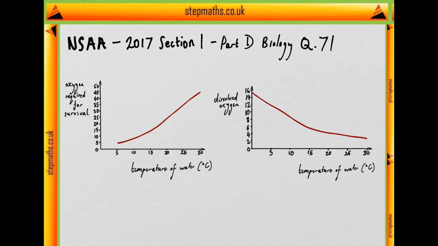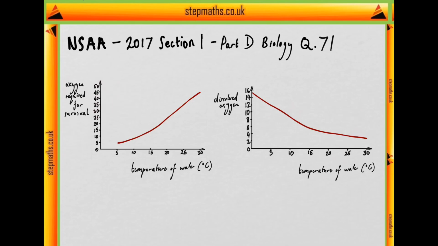Before we assess the conclusions, we should first have a look at what's going on. As the temperature of the water increases, the oxygen required for survival increases for this pollution indicator species. At 5 degrees, there's only a requirement of 5 arbitrary units of oxygen, whereas at 30 there's a requirement of 45 arbitrary units of oxygen. So temperature increasing makes it harder for the pollution indicator species to survive because there's a higher oxygen demand.